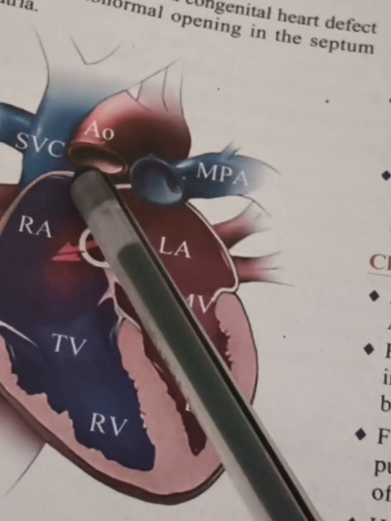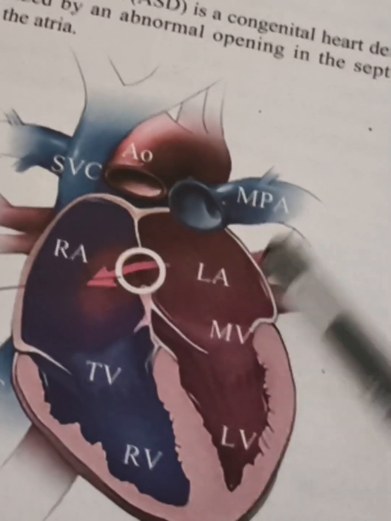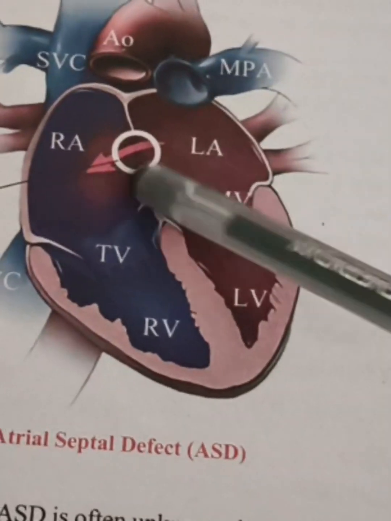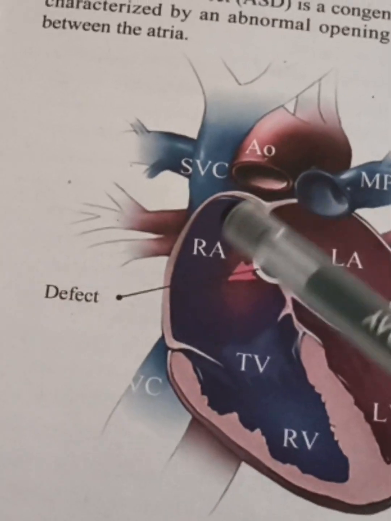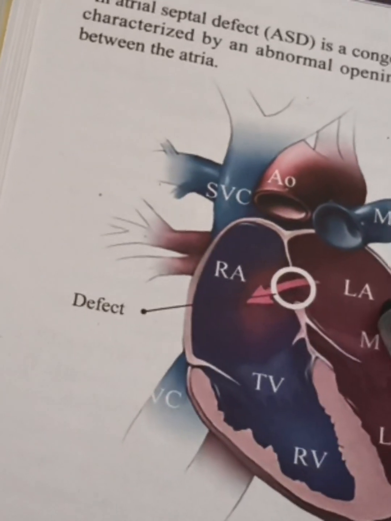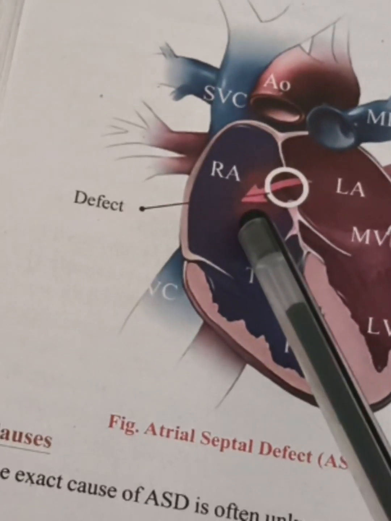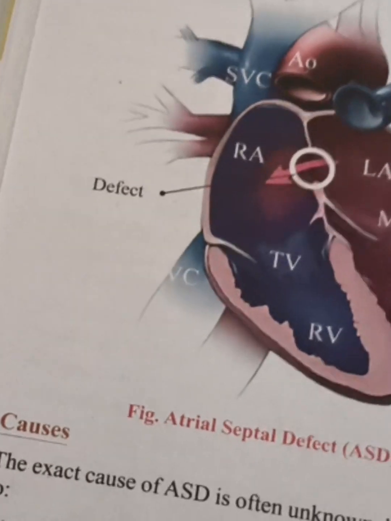This is a septum. It divides the right and left side, the ventricles and atriums, both chambers. What will happen? Here there is an abnormal opening in the atrial septum. Due to this opening, deoxygenated blood and oxygenated blood will be mixed up in both chambers.